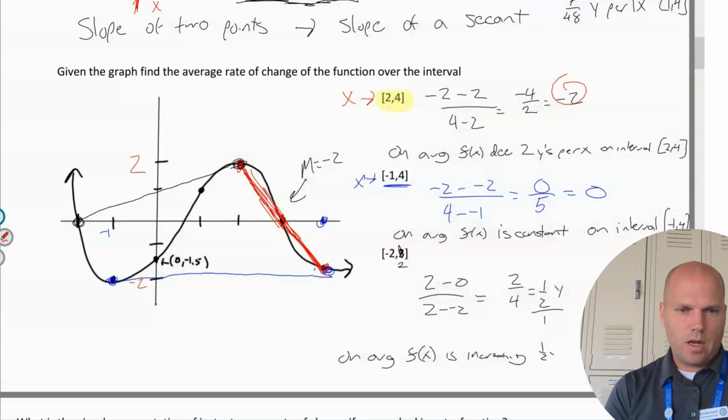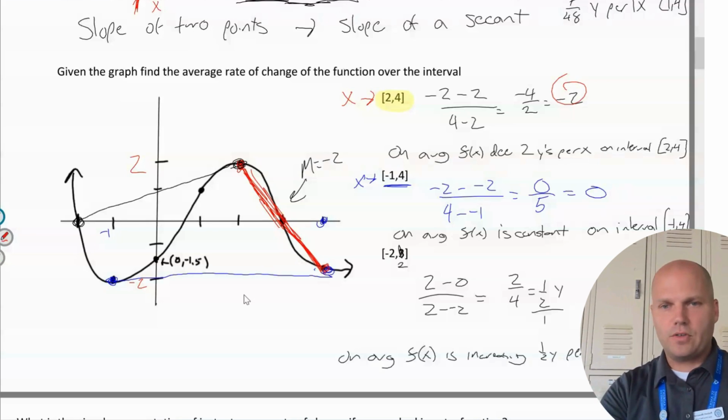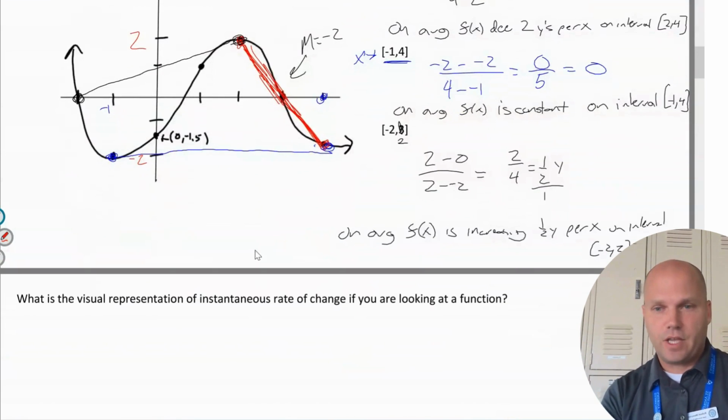Half a y per x on the interval -2 to 2. Okay, this is review. This is not that important. It's important to introduce what is important, the concept and the use of a derivative, okay?